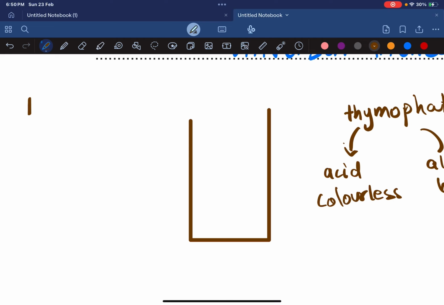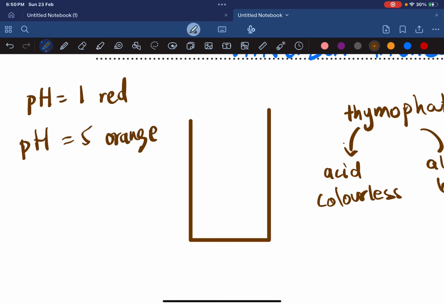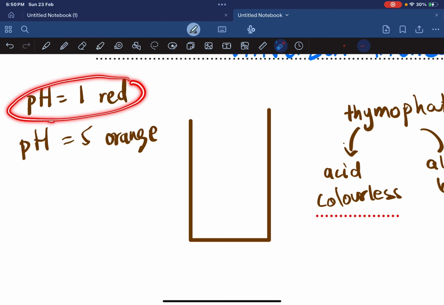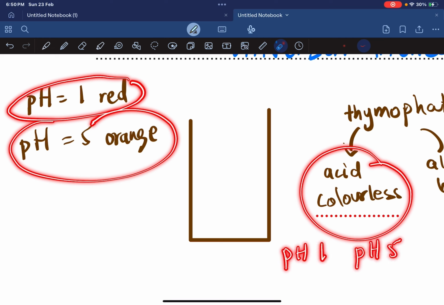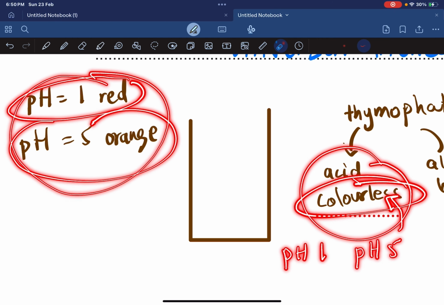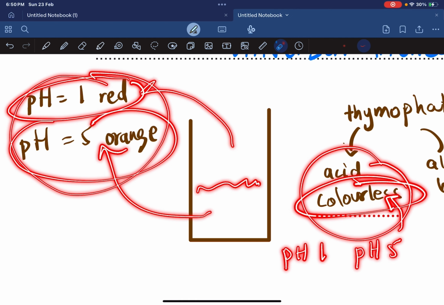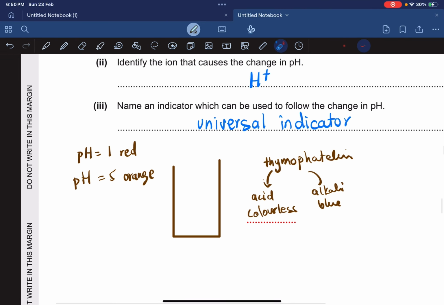If I have a strong acid, pH 1, universal indicator is going to be red, and at pH 5, universal indicator is going to be orange. So I know that this one is more acidic, this one is less acidic. But for thymolphthalein, at both pH 1 and pH 5, it's going to be colorless. So I don't know the intensity of the acid, but over here I know the intensity. I can follow the pH. If it's orange in color, I know it's going to be less acidic. If it's red, I know it's more. So universal indicator helps me follow the pH.